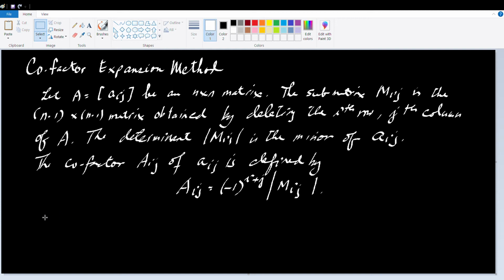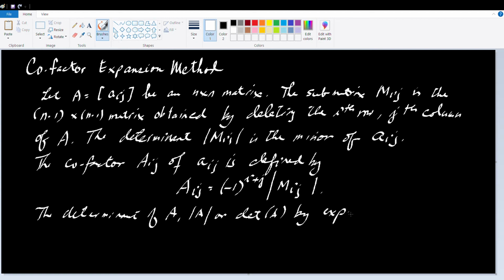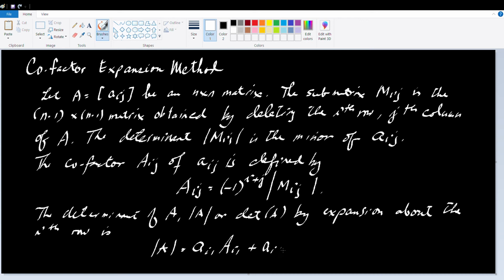So we shall now define the determinant of A. The determinant of A, by expansion about the ith row, is Ai1 plus Ai2 up to Ain.